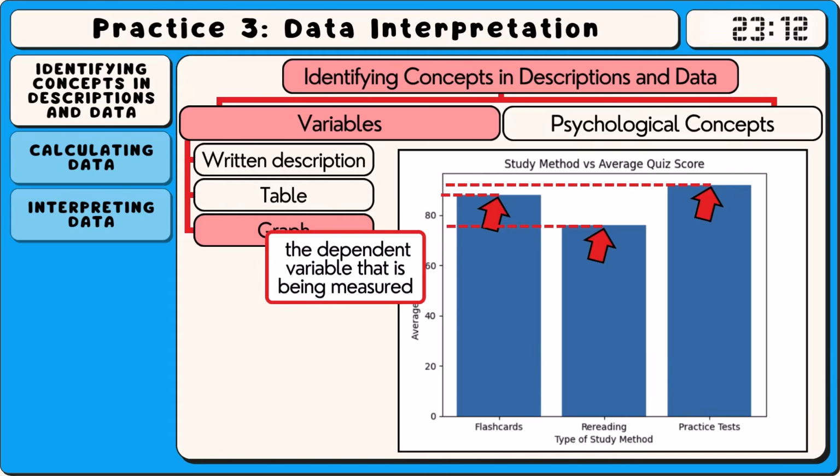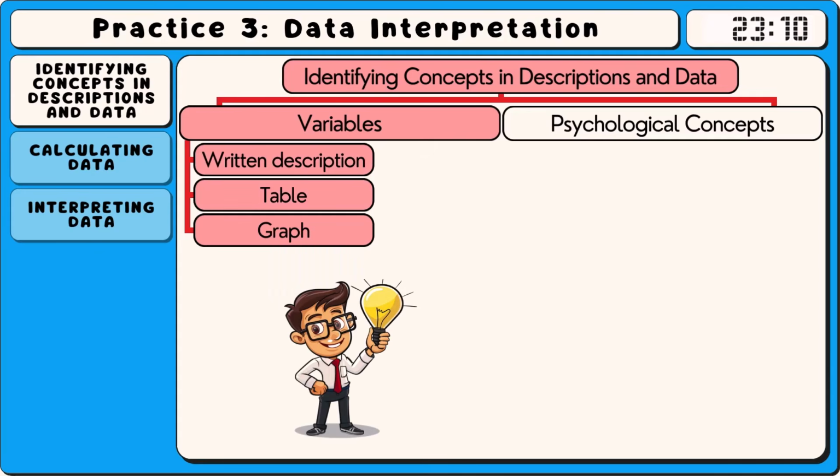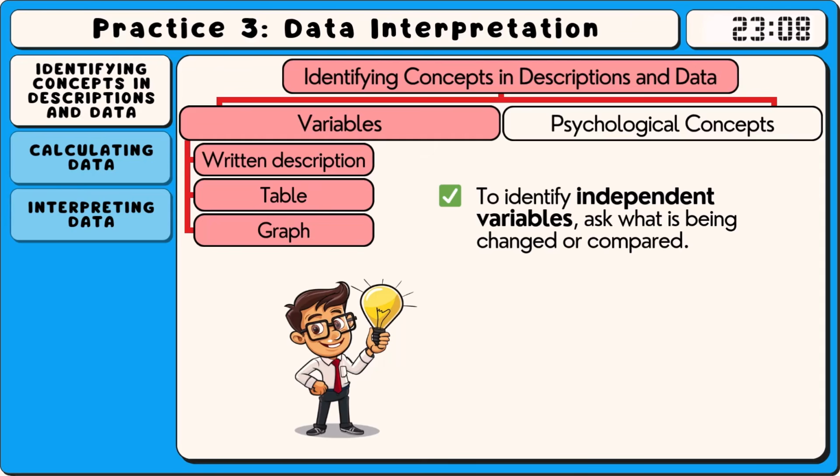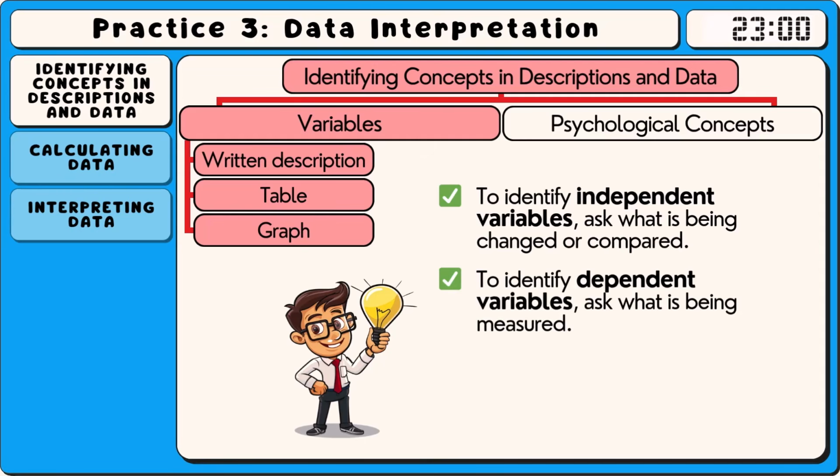So, for the exam, remember, first, to identify independent variables in descriptions, tables, and charts, ask what is being changed or compared. Second, to identify dependent variables, ask what is being measured. Answering those 2 questions will usually lead you directly to the correct variables.